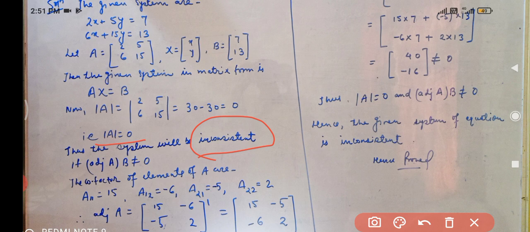So the cofactors of the elements of A, I am not going to solve them since I have done lots of problems earlier in the lectures. I am just writing directly the cofactors of the elements of A. So A11 is 15, A12 is minus 6, A21 is minus 5 and A22 equals 2. Therefore adjoint of A is the transpose, so we get 15, minus 6, minus 5 and 2.